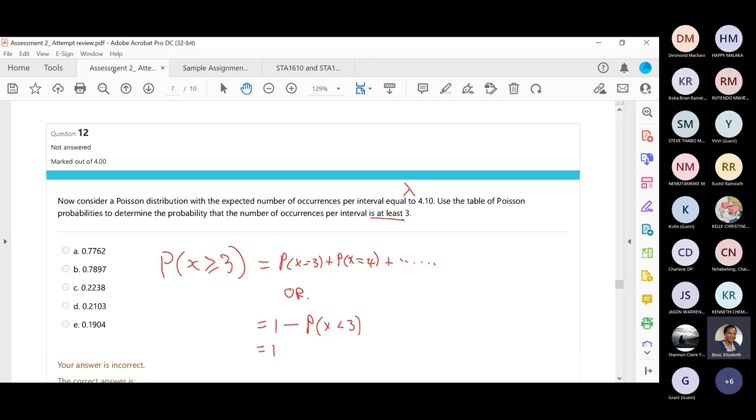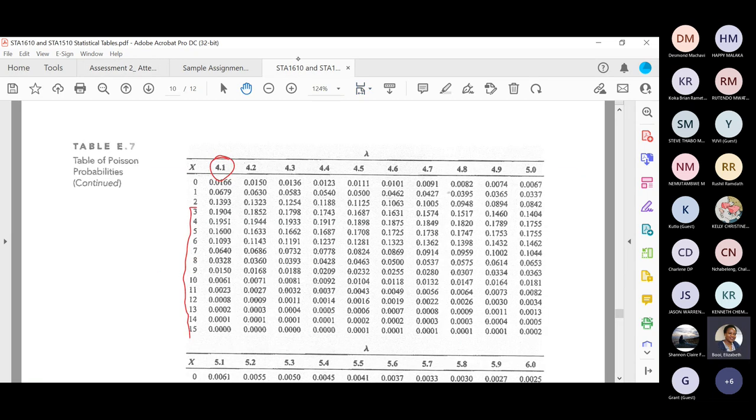So therefore, it's the same as 1 minus, and I'm going to put it into the bracket, the probability that x is equals to 0 plus the probability that x is equals to 1 plus the probability that x is equals to 2. Those are the only probabilities you need to add instead of adding the entire table. So let's go back to the table. Instead of adding all these values, you're just going to add only those 3 values and subtract them from 1. Let's do the calculation.